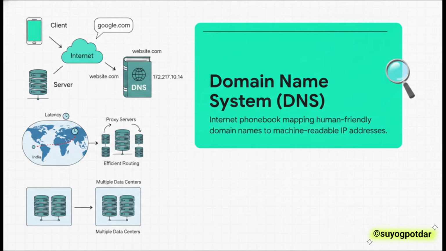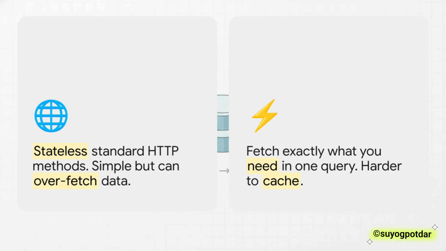Now, once they actually connect, geography becomes a huge deal. If a user in India sends a request to a server in New York, that physical distance creates a round-trip delay, which we call latency. To fix this, we might use proxy servers to route traffic more efficiently, or just deploy our application across multiple data centers worldwide. So once they're connected, how do the client and server actually exchange data?